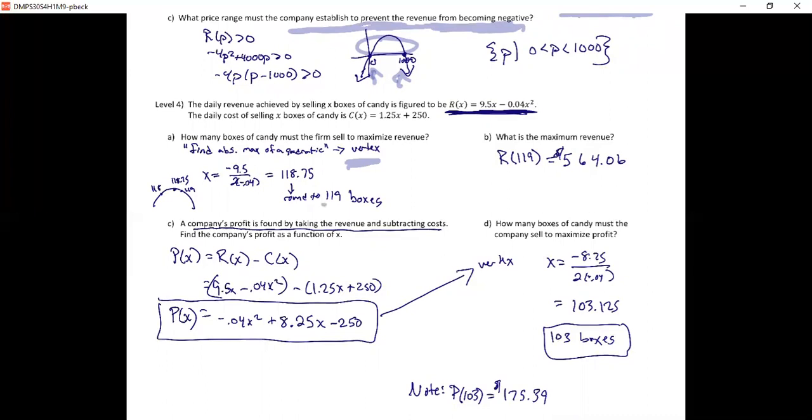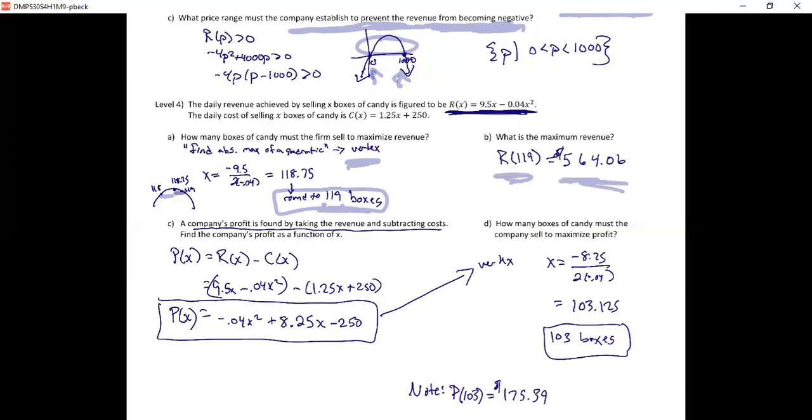Now we can't have 0.75 boxes, so we are going to round to the number that makes more sense. If you do a micro scale, 119 is going to be slightly above the x value of 118. That's just due to the symmetry of the parabola. And then what is the maximum revenue? Plug it in and see what we get.